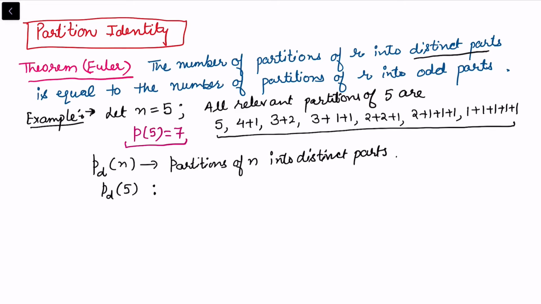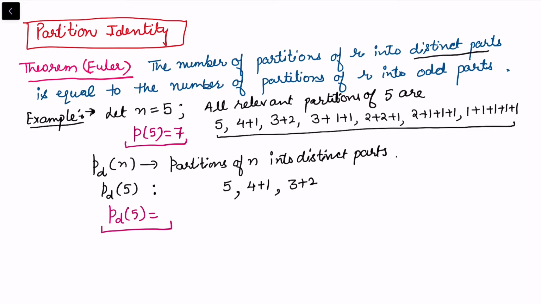And now for this case also, PD(5), I will count how many are these. And let me first write the relevant partitions. Now, into distinct parts: 5 is already distinct. You can see that there is no repetition. 4 plus 1 is distinct. There is no repetition. 3 plus 2 is distinct.